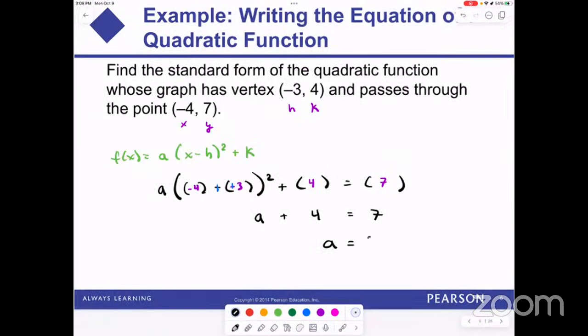Okay. So then our function is going to be 3 times x minus h. And now if we say minus a -3, double negative is positive. So instead of writing x minus a -3, we're going to write it as x plus 3 squared, and our k is 4. So I'm going to say plus 4.